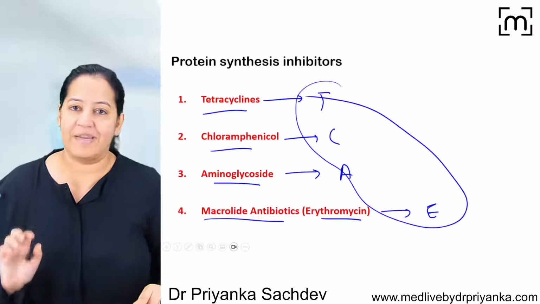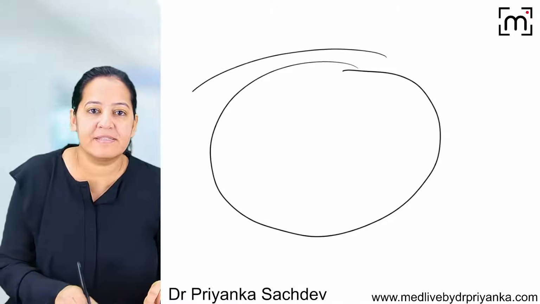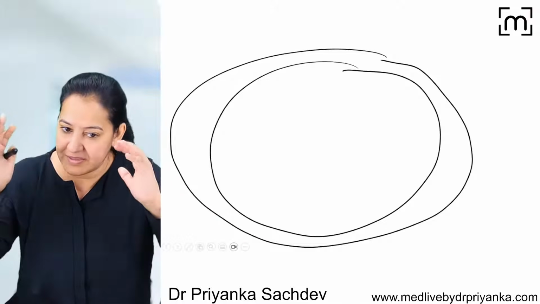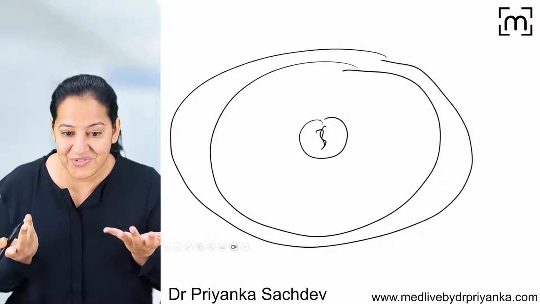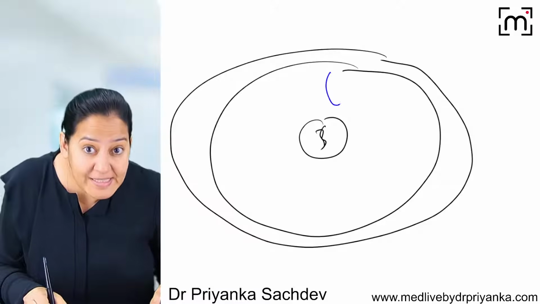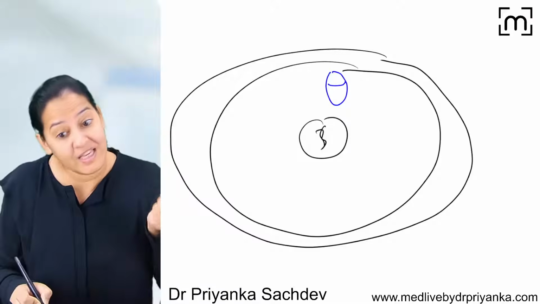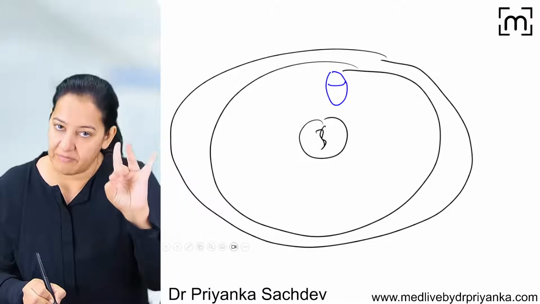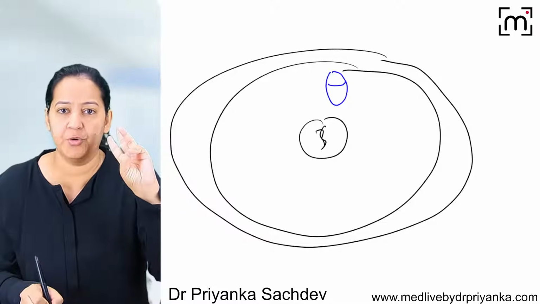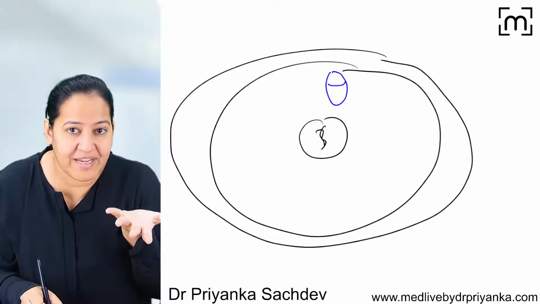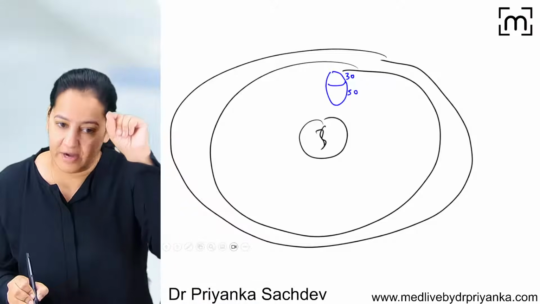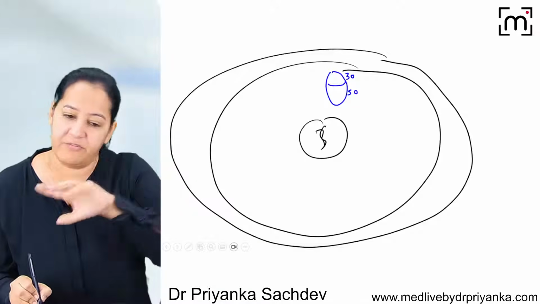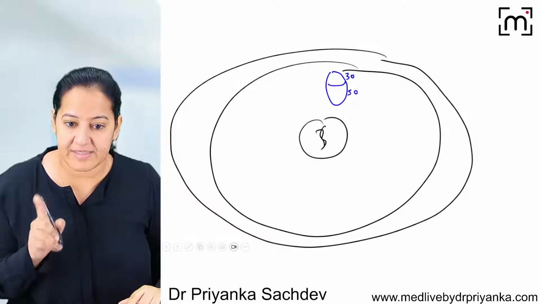They all inhibit protein synthesis. Where does protein synthesis take place? Now this is bacteria. This is the cell wall of the bacteria. I'm not interested in cell wall. I'm not interested in cell membrane. I'm not even interested in the nucleus. I'm interested in the ribosome, because protein synthesis takes place in the ribosome. So all these drugs which I taught you, tetracycline, chloramphenicol, aminoglycoside, and erythromycin, act on the ribosome because they all inhibit protein synthesis. There are two sections in the ribosome, the 30S and 50S. Some act on 30S, some act on 50S, some act on both. So these all drugs act on the ribosome.